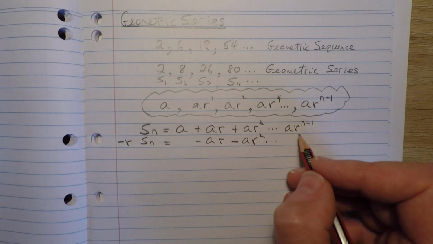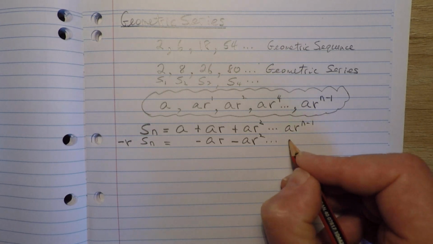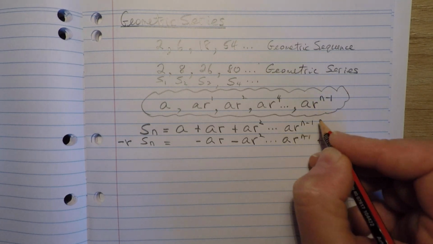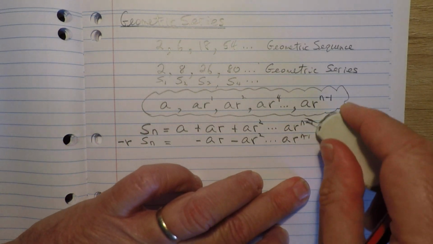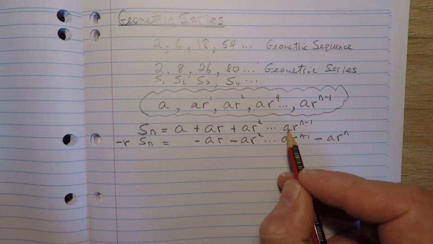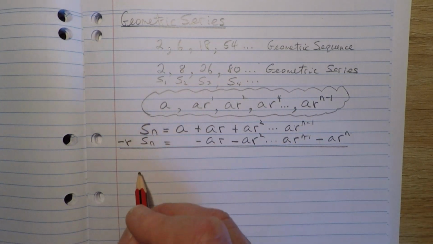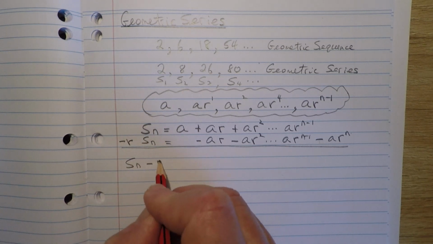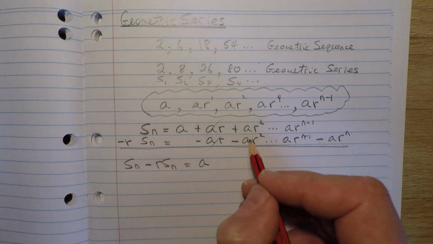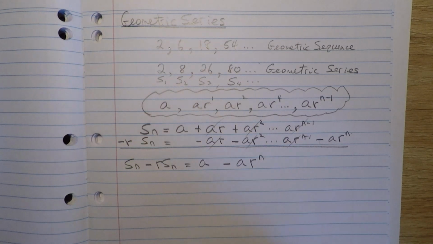All the way up to, we would have an AR to the n minus 1, and the last one would be negative A times R to the n, and that's it. That one multiplied by negative R would be negative AR to the n. Now if I were to add these two terms, Sn plus negative R times Sn, well, I'd have the A from there, that one plus that one would cancel, that one plus that one would cancel, all the way along to that one plus that one, and I would have minus A times R to the n.